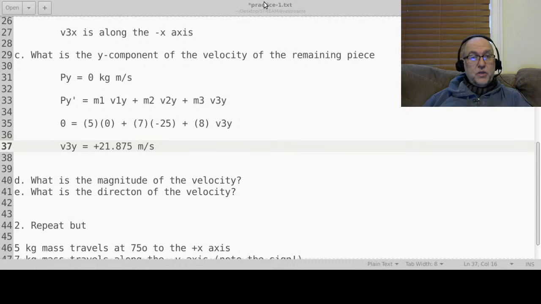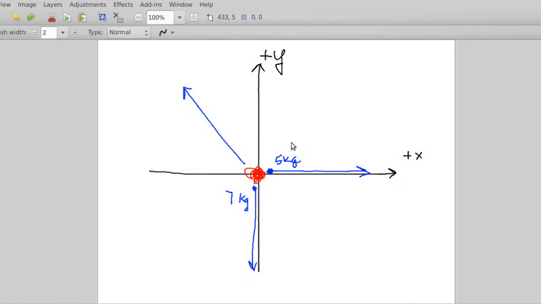And again, it's good to use your intuition and check. If we look at the diagram here, as I mentioned before, that's got a negative y momentum, and so whatever this vector has here, it's got to have a positive y to balance it. These two have to balance one another. And so the y component of the remaining piece has to balance against the y component of the 7 kilogram, and that's why that y component has to be positive.